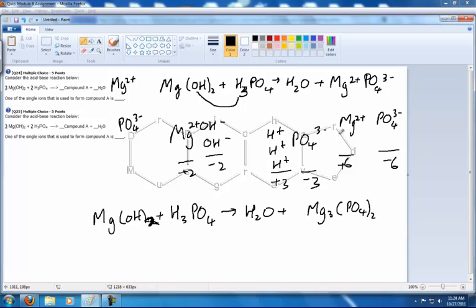And in order to do that, what I'm going to need is 3 Mg2 pluses, that'll give +6, and 2 PO4 3 minuses, that'll give me -6, and that means that the compound is going to be Mg3(PO4)2. So that's how we figure out the identity of compound A. The charges on the ions, that's how we get those there.